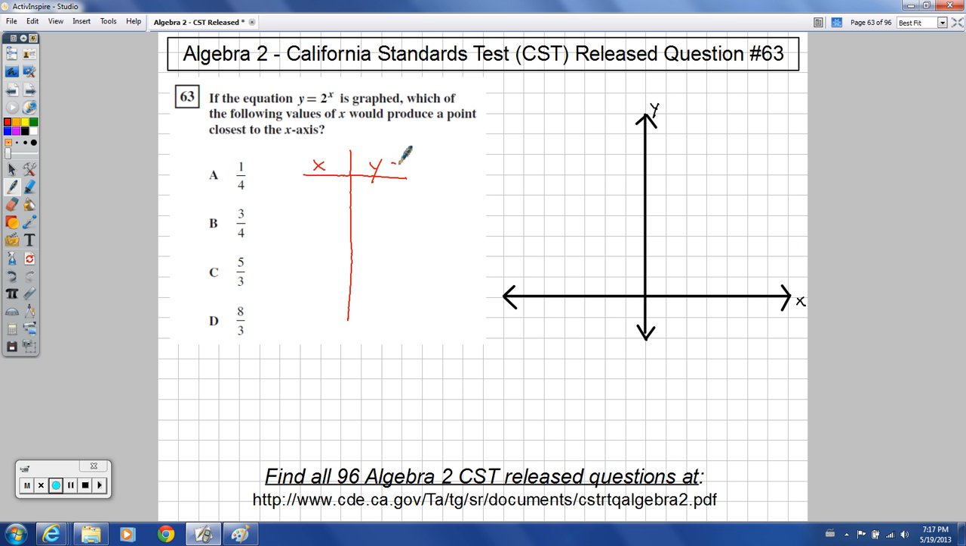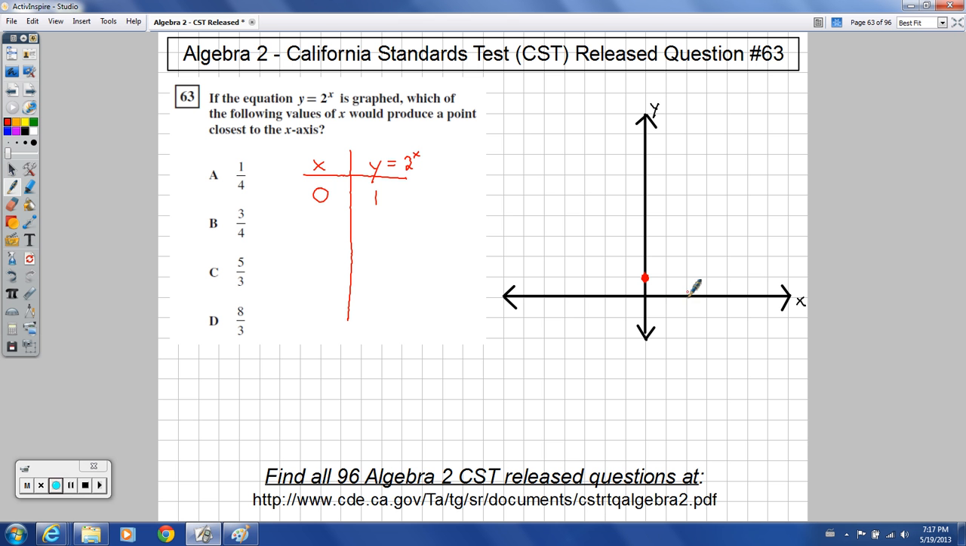Let's plug in some values. So y equals 2 to the x power. It looks like a squiggly equal sign. I didn't mean to have it look like that. There we go. It's not approximately, it equals that exactly. If I plug in, let's start with 0. So y equals 2 to the 0 power. 2 to the 0 power is going to be 1. So I know I have a point right here. You can assume that each one of these is going to be just 1.